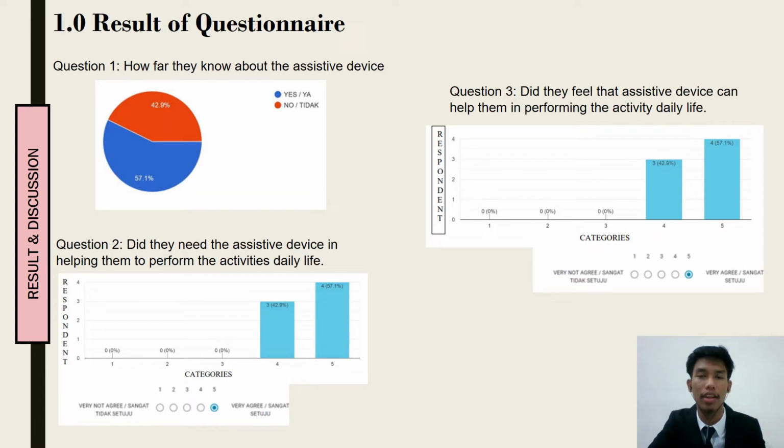Among the patients, the votes agree that they need the assistive device to help them perform routine daily life like normal people. For the last question, question 3, do they feel the assistive device can help them in performing daily life activities? From this question, we can identify the importance of the assistive device to help the patient perform at least simple activities.